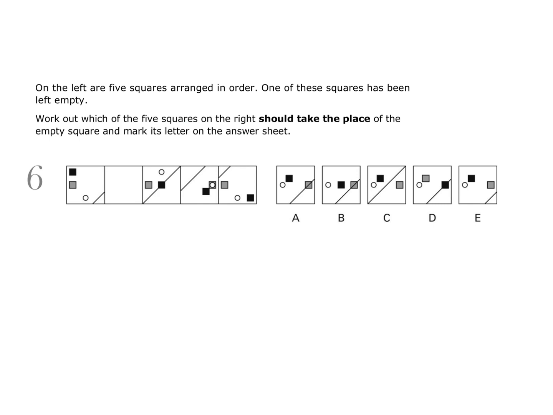On the left are 5 squares arranged in order. One of these squares has been left empty. Work out which of the 5 squares on the right should take the place of the empty square and mark its letter on the answer sheet.